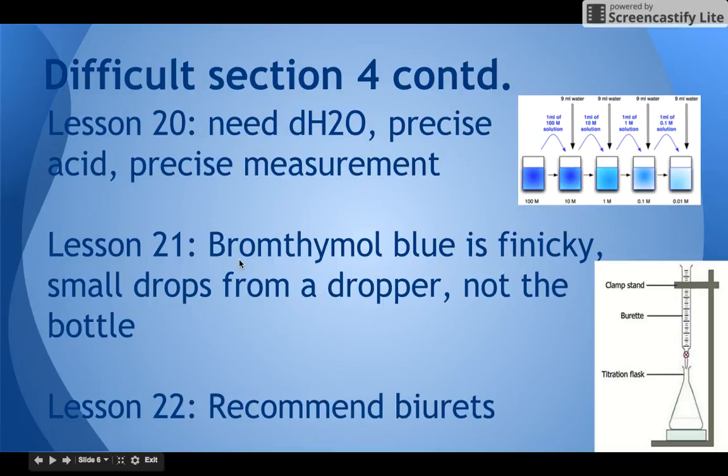In lesson 21, be aware that bromothymol blue is somewhat finicky and it is difficult to get it to be perfectly green. It's something that students can do, but they need to be instructed to be very careful. And my recommendation for lesson 22 is that rather than carrying it out as a titration with the droppers, I would recommend carrying it out as a titration with a burette, of which there are many procedures available. There are some online procedures available from my website, which I will share on the next page.